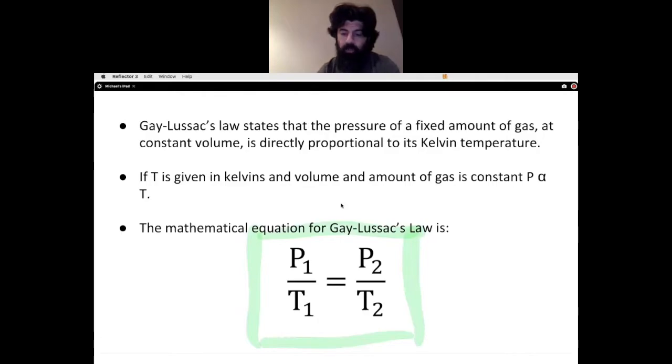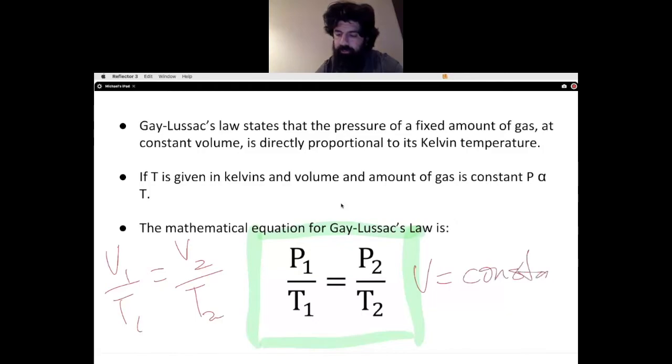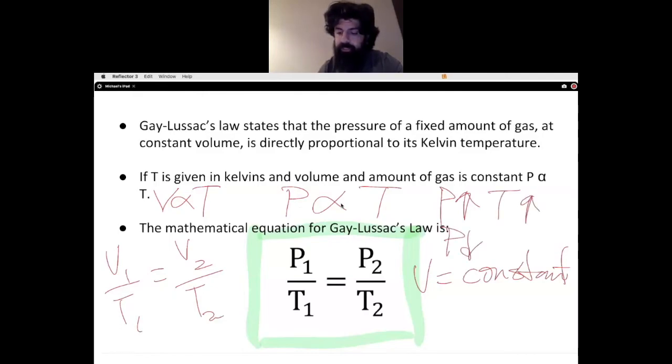P1 over T1 is equal to P2 over T2. Notice here we're looking at pressure and temperature, while in Charles's law we were looking at volume and temperature. But again here, because we're looking at pressure and temperature, volume is constant, which means it has the same proportionality as volume in Charles's law. As pressure increases, so will temperature. As pressure decreases, so will temperature.